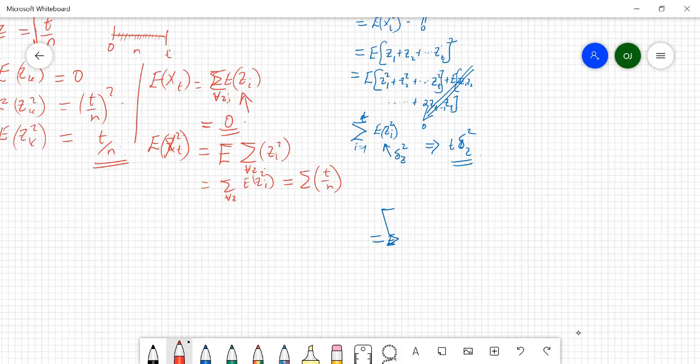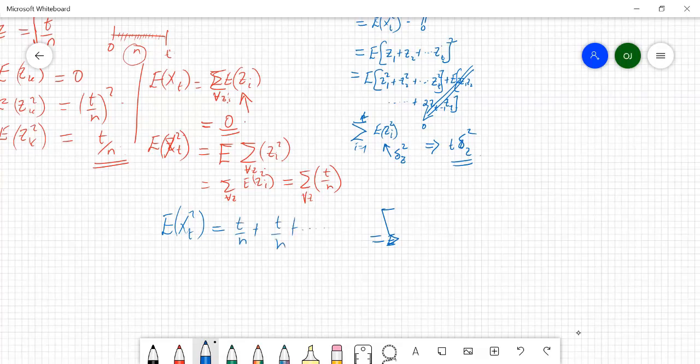So what is going to happen here? Remember, we are summing over all these, and how many of these do we have? We have n of them. So we sum the expected value of xt squared: t over n plus t over n, up to plus t over n. How many of them? There are n of them. So it's just the same as n times t over n. N goes with n, and this one becomes your t. Is that correct?